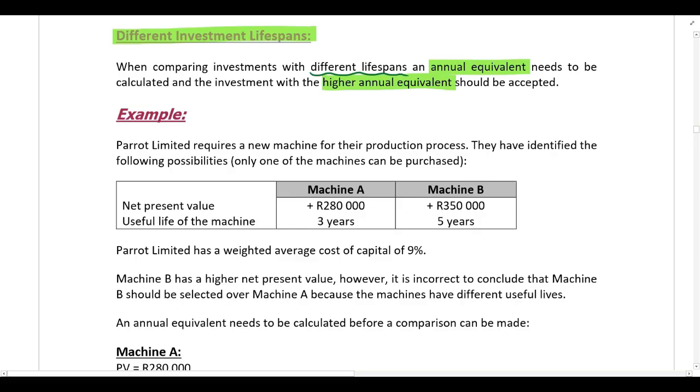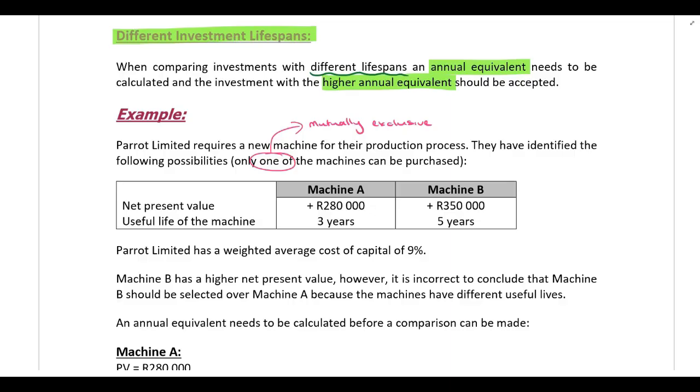Parrot Limited requires a new machine for their production process, and they have identified the following possibilities, and only one of the machines can be purchased. So if only one of the machines can be purchased, we are dealing with a mutually exclusive decision. So you can see machine A has a positive net present value of 280,000 Rand, and machine B has a positive net present value of 350,000 Rand. Machine A has a useful life of 3 years, and machine B has a useful life of 5 years.